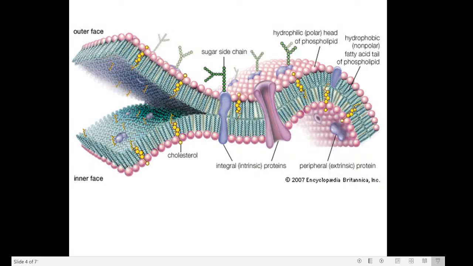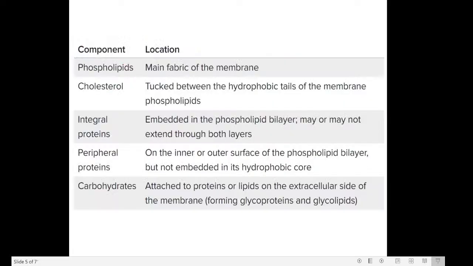It's another view of the phospholipid bilayer. For understanding, I am inserting this. What is the role and location? See here, I mentioned the location. The phospholipid bilayer is the main fabric of the membrane. The cholesterol is tucked between the hydrophobic tails of the membrane phospholipids. Cholesterol is bound between the hydrophobic tails of the membrane.